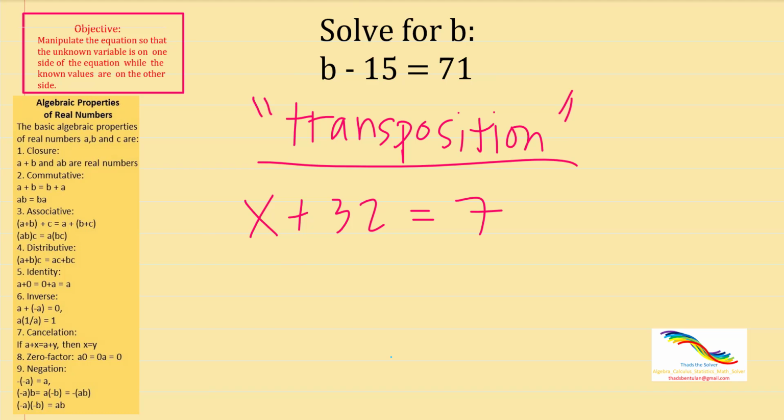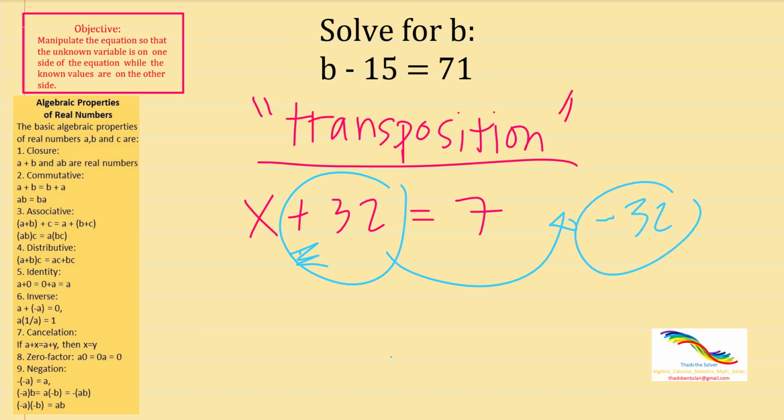Now if you transpose this to the right hand side, then since you're now on the opposite side of the equation, if this is a positive, then you must change it to the opposite, so this will be negative 32, right? So this will be x, transpose to the right hand side, that's 7, then that is a positive 32, so it's now 7 minus 32. So look at this one, you change the operation.